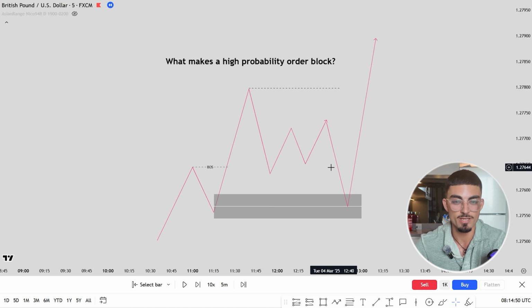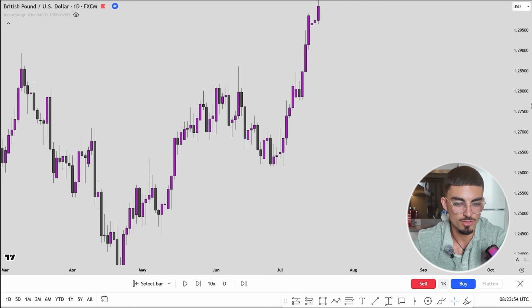Okay. Now what I want to do is go into the live markets, show you what I'm looking for, and show you how I correctly identify order blocks in real time. Let's go. Okay, so here we are.